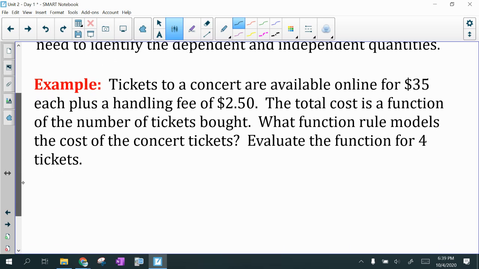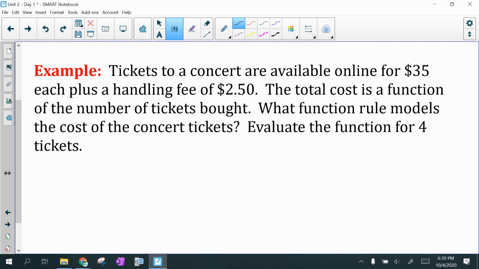I've got tickets to a concert. They're available online for 35 bucks plus a handling fee of $2.50. The total cost is a function of the number of tickets bought. What is the function rule that models the cost of concert tickets, and then evaluate the function?